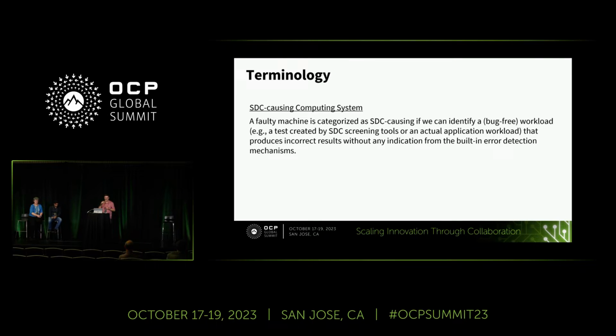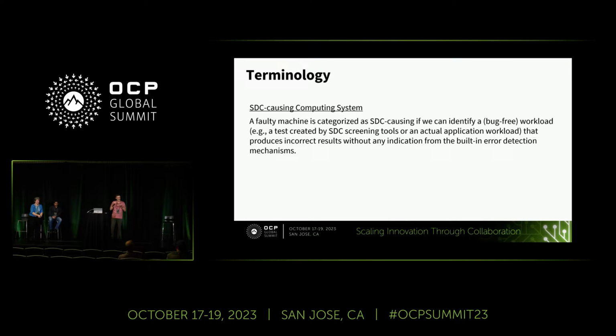So the first thing that we did as a work stream took surprisingly long, and that was to agree on the definition of what a silent data corruption causing computing system is. And this is because that term is used in many different circles in the industry, and it kind of means different things to different people.